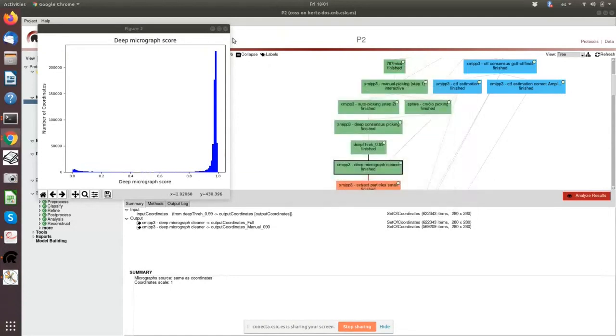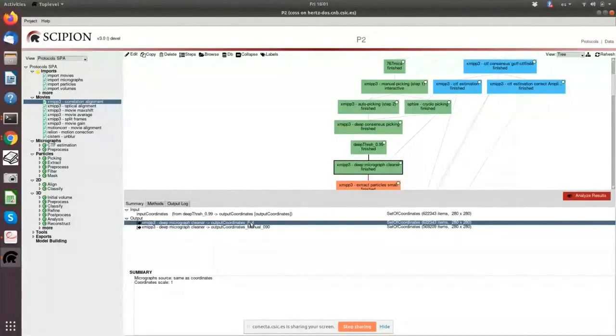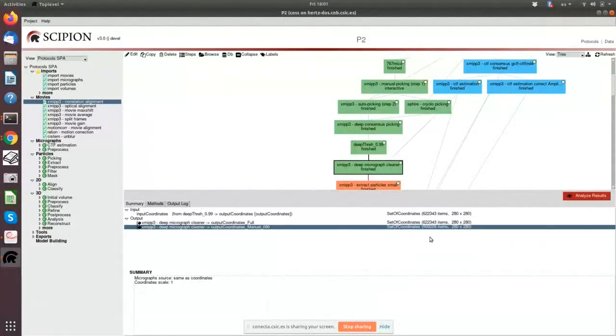And when you click on the eye, a new set of coordinates will be generated. So when you run the protocol, it generates this set of coordinates where you have all the coordinates from the input, but now with this score. And when you press on the eye, after choosing your threshold, you have your new set of coordinates with only those with a score better than that.